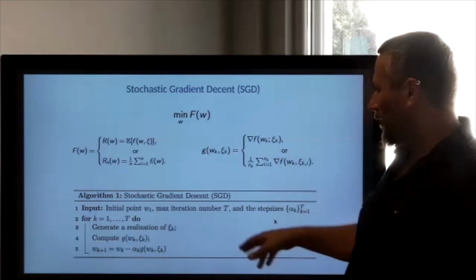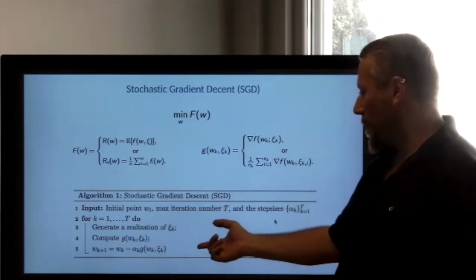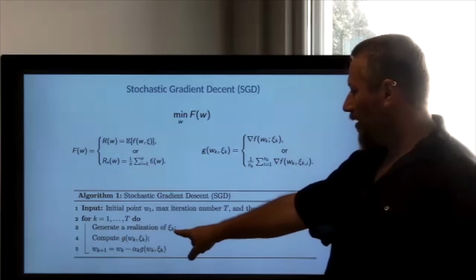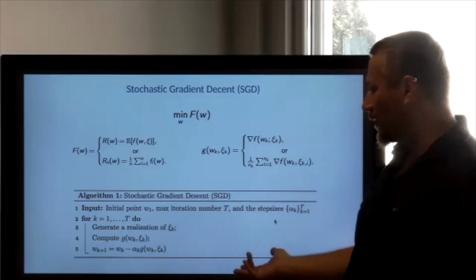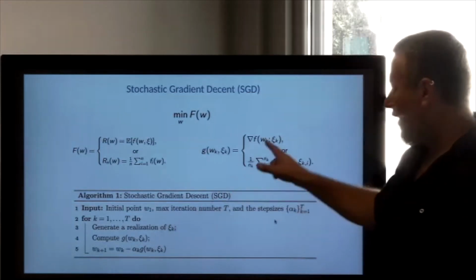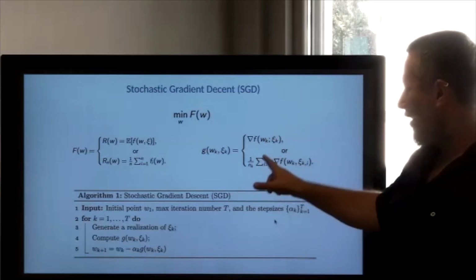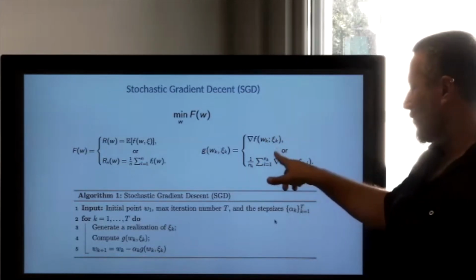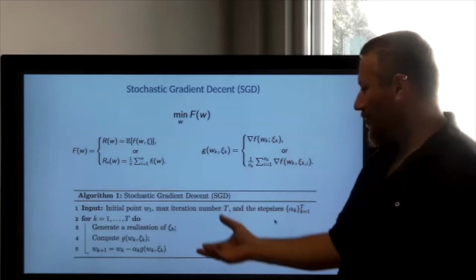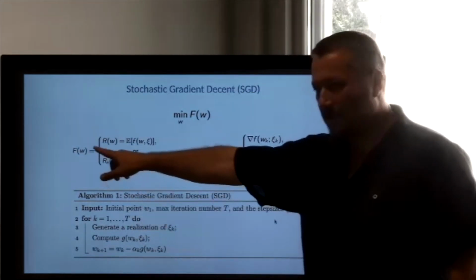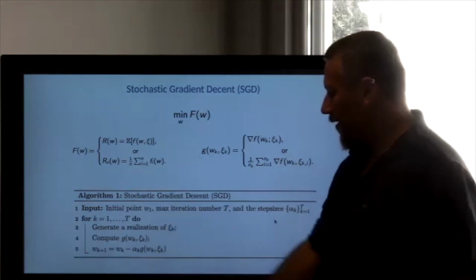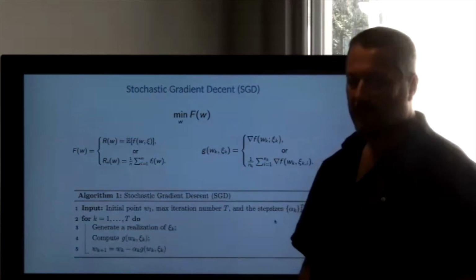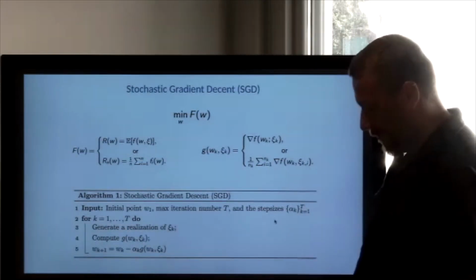At each step, I generate a realization of the random variable xi_k, calculate the gradient at one point, depending on xi_k, or at a mini batch. And then once you get an approximation for the real gradient of capital F, I'm going to use it to take a step and move to the next point. That's stochastic gradient descent again.